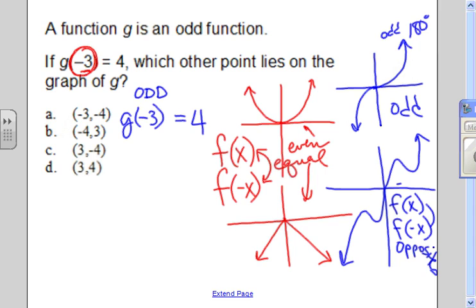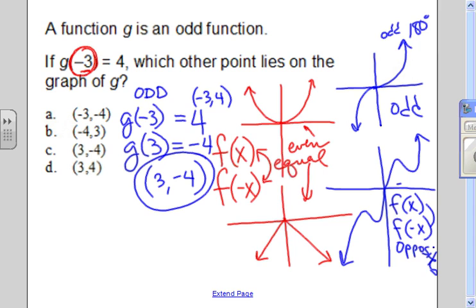Well, g of 3 should be the opposite of that, so negative 4, which means g of negative 3 equals 4 means this point lies on the graph. G of 3 equals negative 4 means this point lies on the graph, so you're looking for that point right there. The positive 3, negative 4, that answer is C. Okay? So that's what it means to be odd versus even.